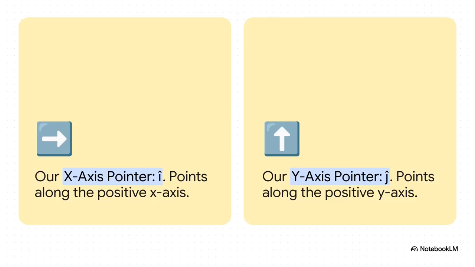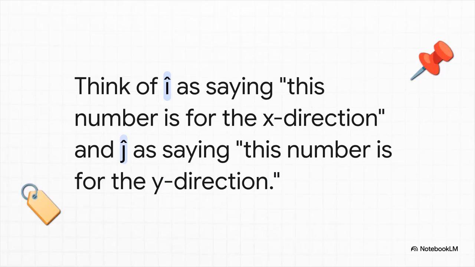And then you've got its partner, j hat. And you can probably guess its job. It points perfectly along the positive y-axis, telling you, the number next to me is the vertical one. And that's really all they are. They're just labels. They're tags. The moment you see a number with an i next to it, you know instantly that's an x direction number. The moment you see a number with a j, you know it's for the y direction. Problem solved. No confusion whatsoever.